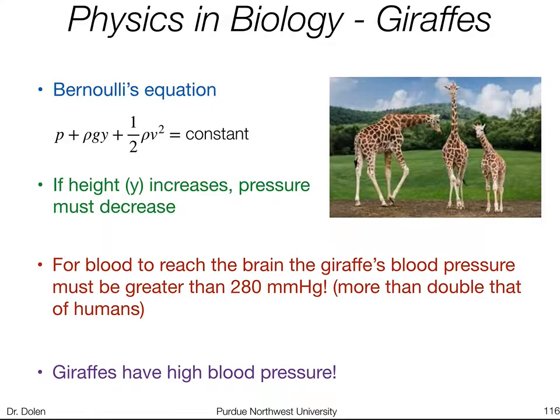So that means a giraffe has a blood pressure something like 280 millimeters of mercury, where it's more like 100 to 120 or something for a human. So it's more than double the blood pressure of a human. Okay, so giraffes have high blood pressure and they have to.